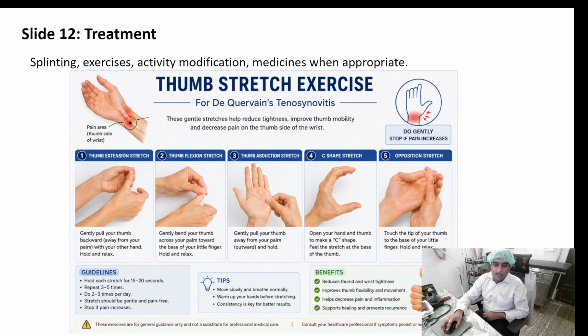Benefits: reduces thumb and wrist tightness, improves thumb flexibility and movement, helps decrease pain and inflammation, supports healing and prevents recurrence.